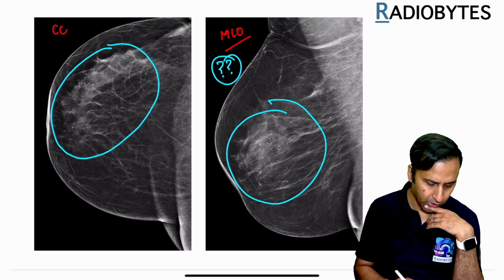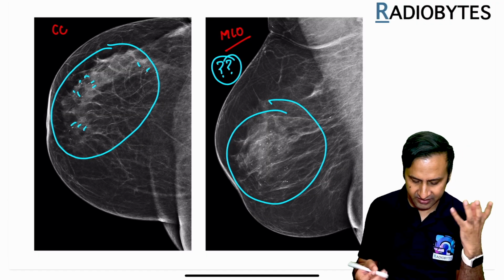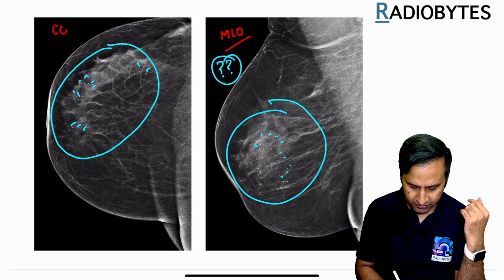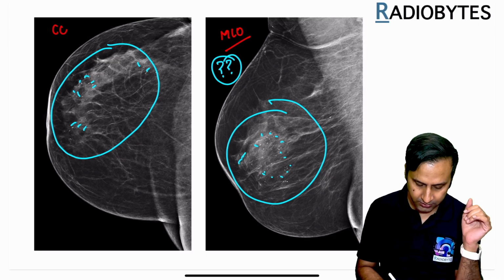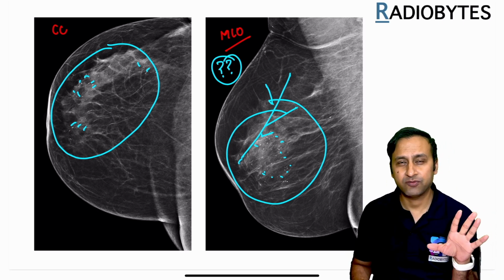No, not at all. I mean, some calcifications are here, some are here, some are here. They are more randomly distributed. Look at this medial lateral oblique view. No, they're not conforming to a duct. A duct would be something like this, which is actually converging towards the nipple. Here, I don't see that sort of pattern.